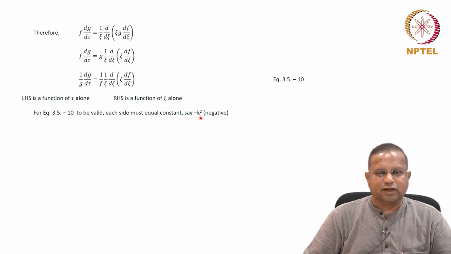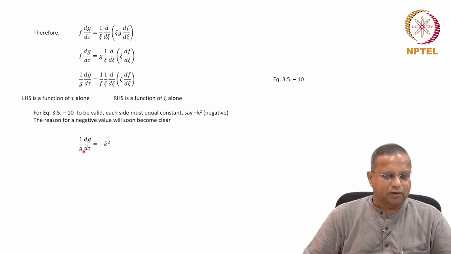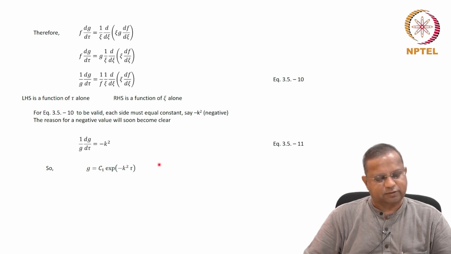And we are going to call that constant minus k squared. There's a reason for this, it will become apparent in the next few steps, but just be with me here. It's minus k squared. So (1/g) dg/dτ is minus k squared, equation 3.5-11, and therefore g equals C1. This is the solution, right? Integrating dg, you have ln g, and you have minus k squared τ here, and since you have a ln, you get g equals the constant times the exponential term, and this is the constant of proportionality. That's it. So this we call 3.5-12.